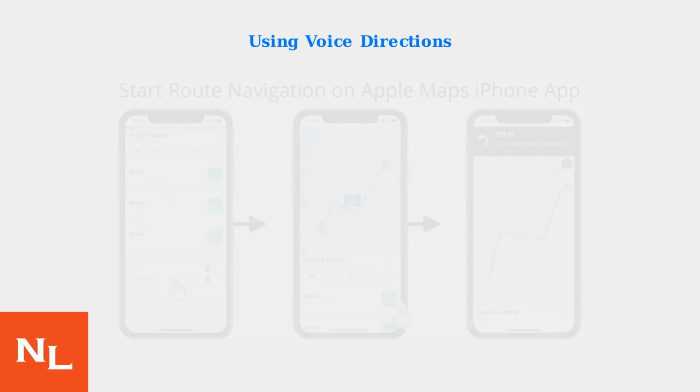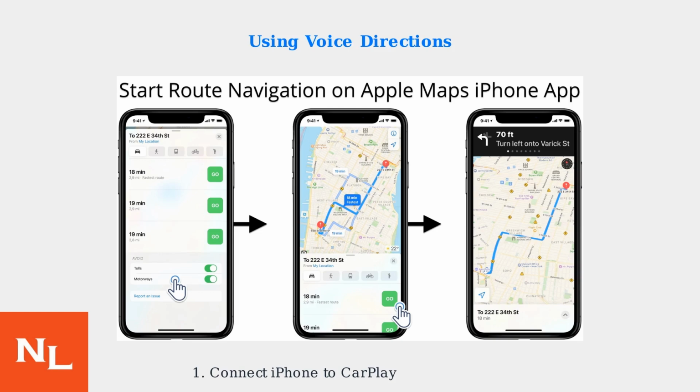Now you're ready to use voice directions. Connect your iPhone to CarPlay, open Apple Maps on the CarPlay display, and either say, "Hey Siri, navigate to your destination," or enter it manually and tap Go. Voice directions will start automatically and play through your car's audio system.